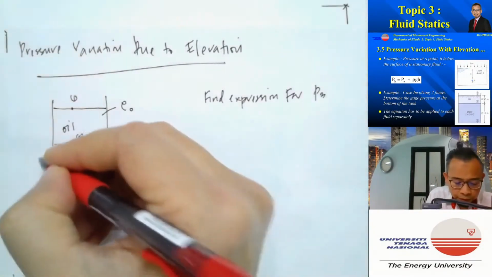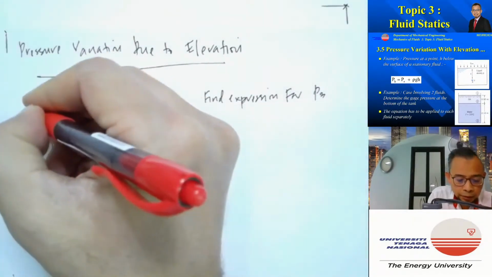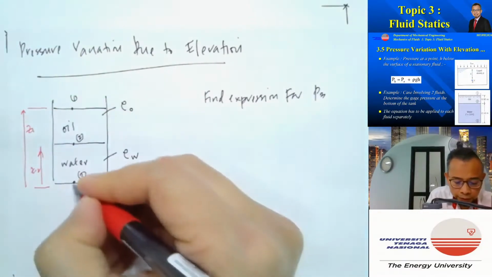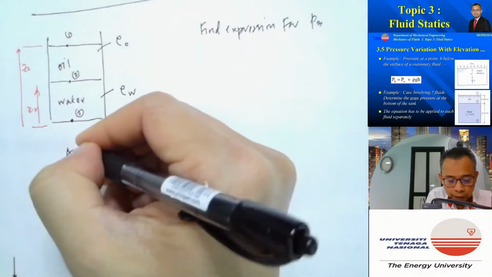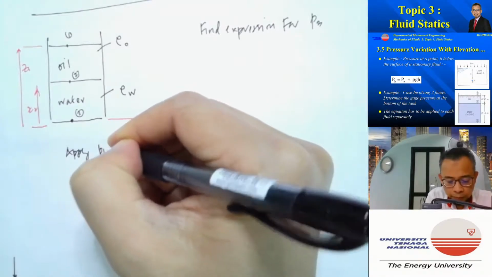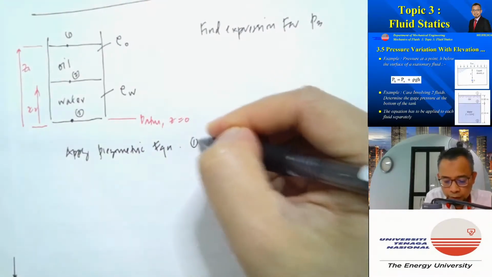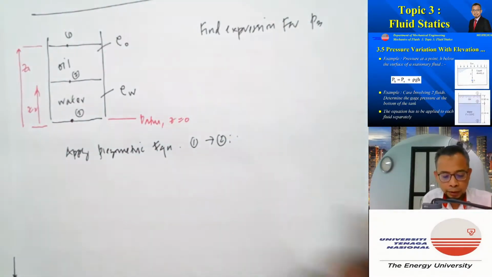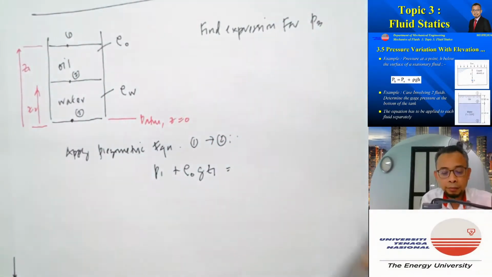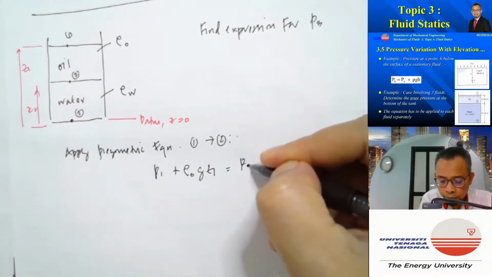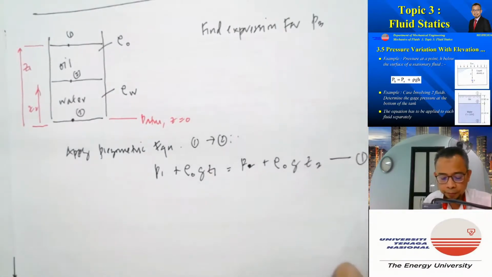So we define Z2 here, and Z1 here, and of course Z3 in this case is 0. So if I apply the isometric equation from 1 to 2, I have P1 plus rho oil G Z1 must be equal to P2 plus rho oil G Z2. That is my equation 1.